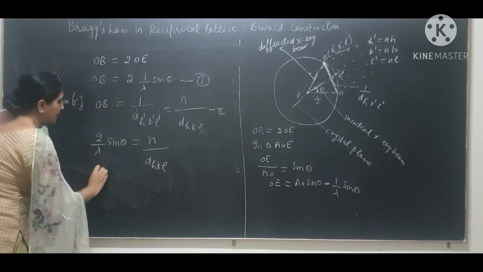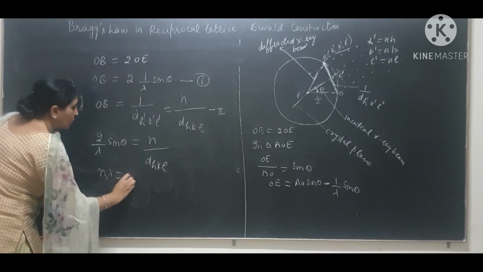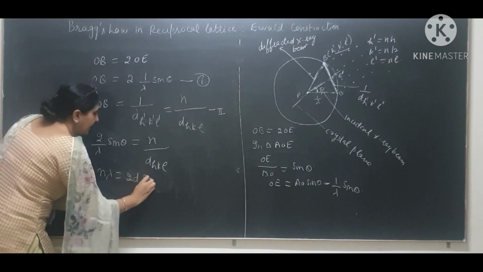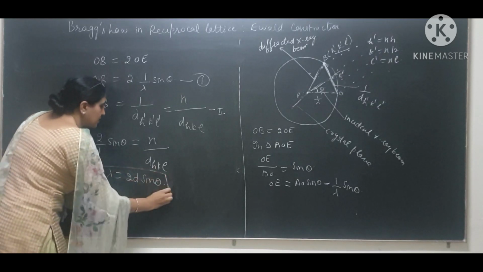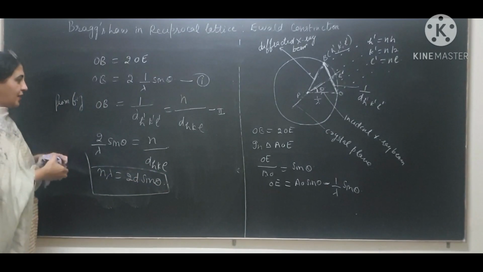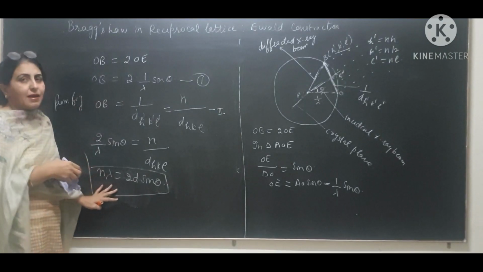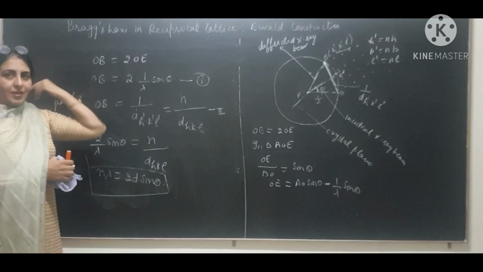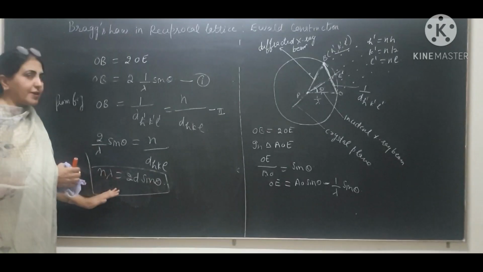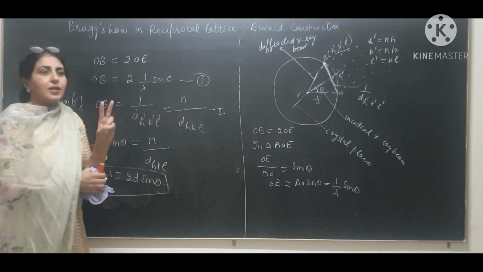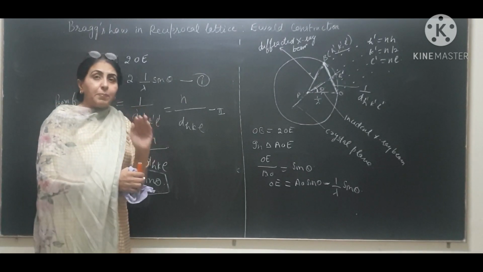So from this you can say nλ = 2d sinθ. In a simple way you can write it. So this is the reciprocal form; you can say Bragg's law is satisfied in the reciprocal lattice. Clear? So to satisfy this, there are 3 points that we must keep in mind.